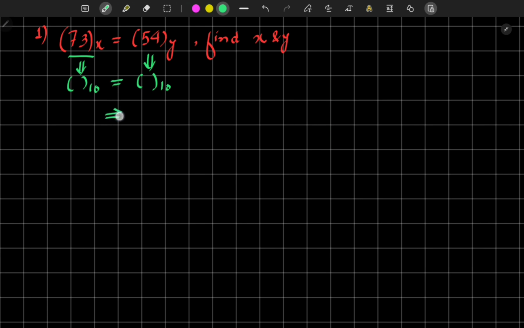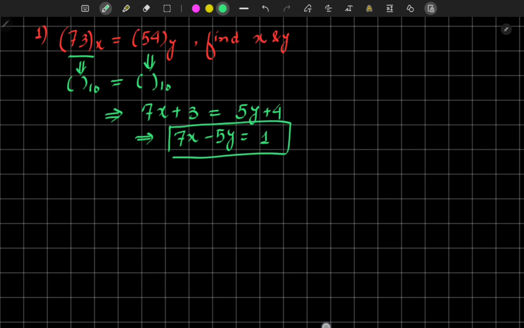Therefore, we write this expression simply as 7x plus 3 is equal to 5y plus 4, which implies 7x minus 5y is equal to 1. Now, this is the final equation we get out of the problem. Now, we need to find the values of x and y so that LHS is equal to RHS of this equation. We do not have only one value of x and y for which this equation holds true. Therefore, x and y will have an infinite number of values.